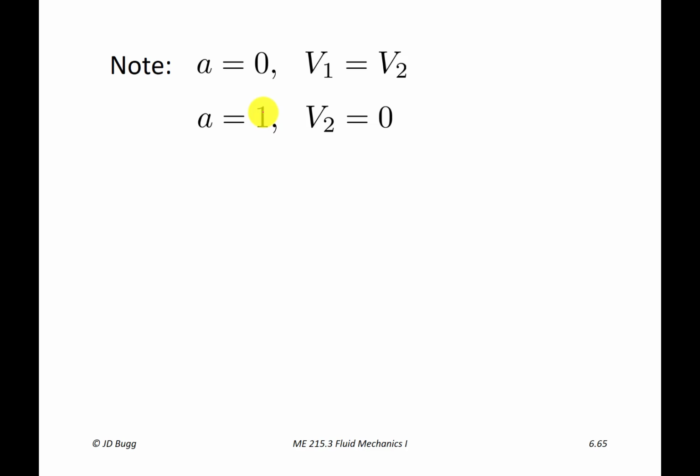0 to 1. So it's a normalized velocity difference. 0, no change in velocity. 1, the velocity at 2 has been reduced all the way down to 0. So we want to keep those limits in mind because we'll be revisiting them later.